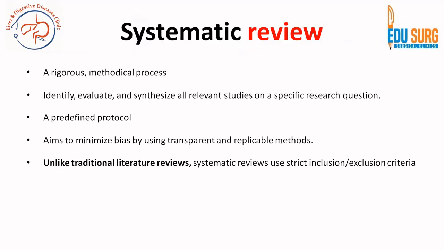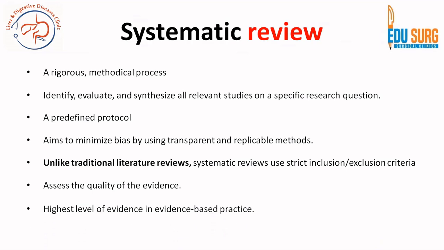Unlike traditional literature reviews, a systematic review uses strict inclusion and exclusion criteria which are predefined in the protocol. The quality of evidence is also assessed. We will see the steps of systematic review and meta-analysis where you will come to understand what these points mean. Basically, the individual studies that you select for a systematic review are also assessed for quality. Then you see if they match the inclusion and exclusion criteria, and only then you include the studies that match the inclusion criteria. It is the highest level of evidence in evidence-based practice.